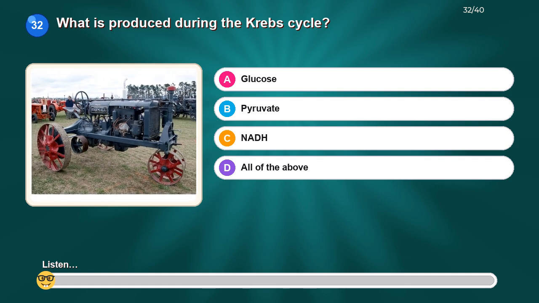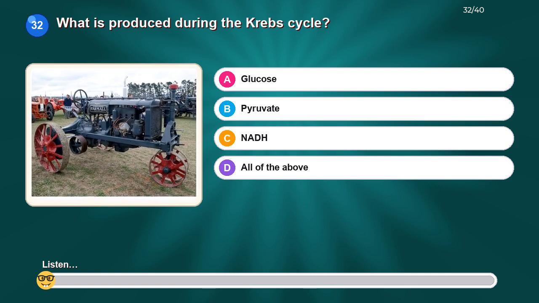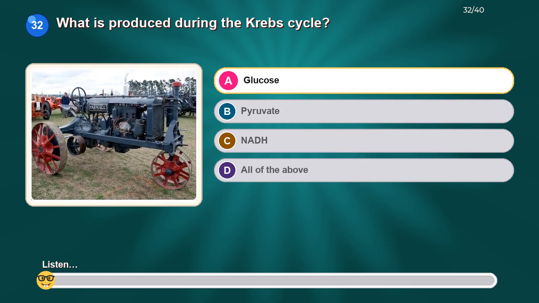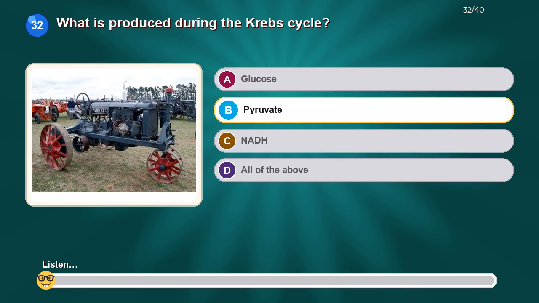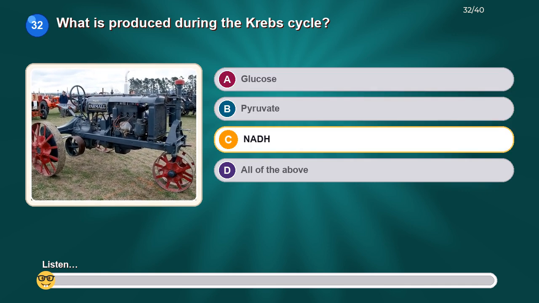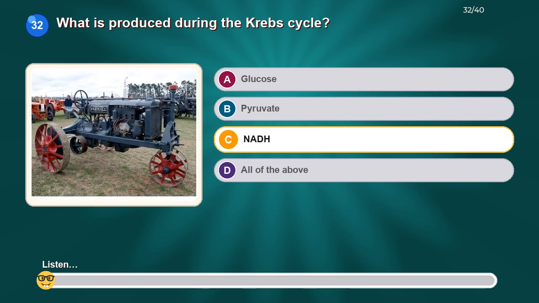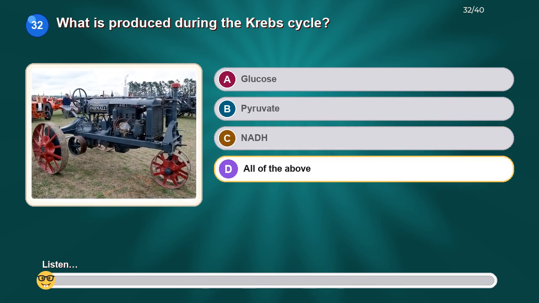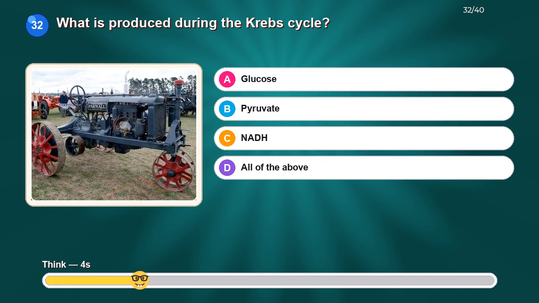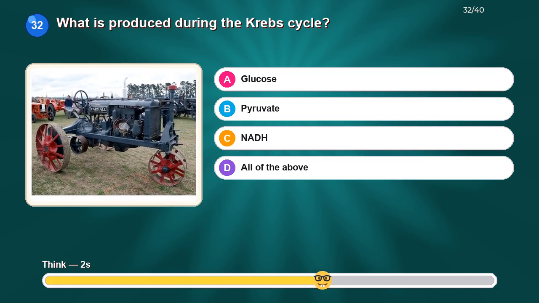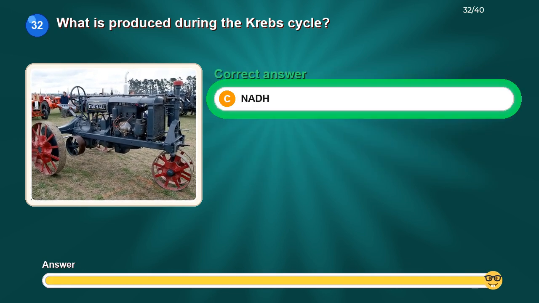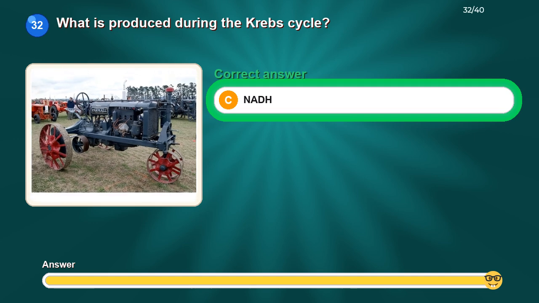What is produced during the Krebs cycle? Option A, glucose. Option B, pyruvate. Option C, NAD. Option D, all of the above. The correct answer is NAD.